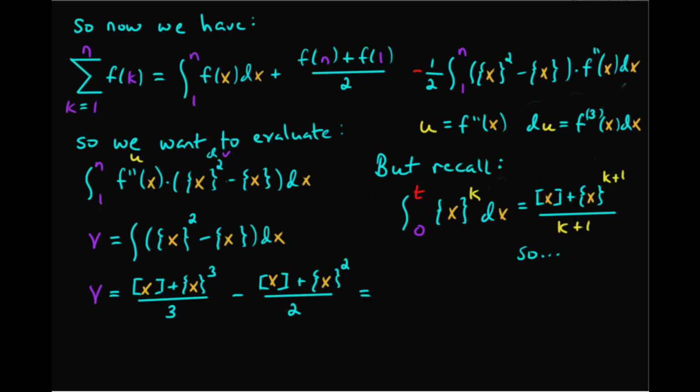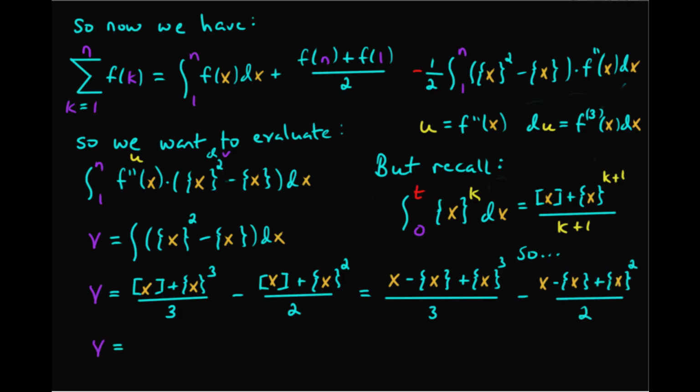And now this equals, translating floor of x into x minus fractional part of x, this equals x minus the fractional part of x plus the fractional part of x cubed all over 3, minus x minus the fractional part of x plus the fractional part of x squared all over 2. Then if we simplify and combine terms, we get that v equals negative x over 6 plus the fractional part of x over 6 minus the fractional part of x squared over 2 plus the fractional part of x cubed over 3. So I'll move that result over to the upper right here.